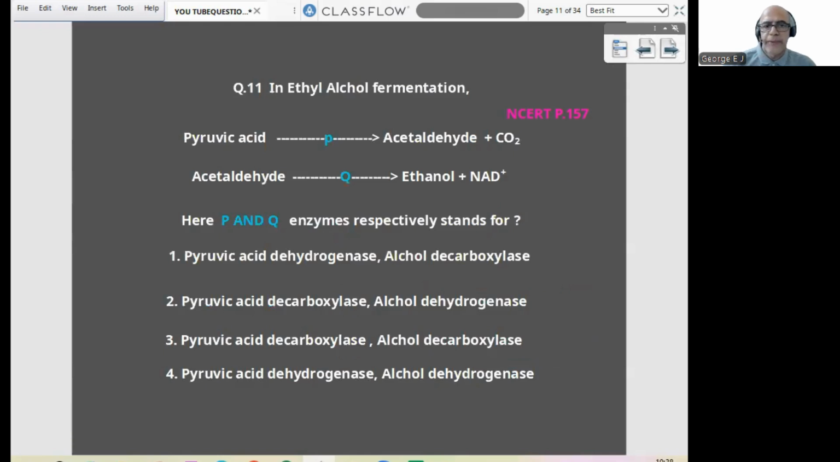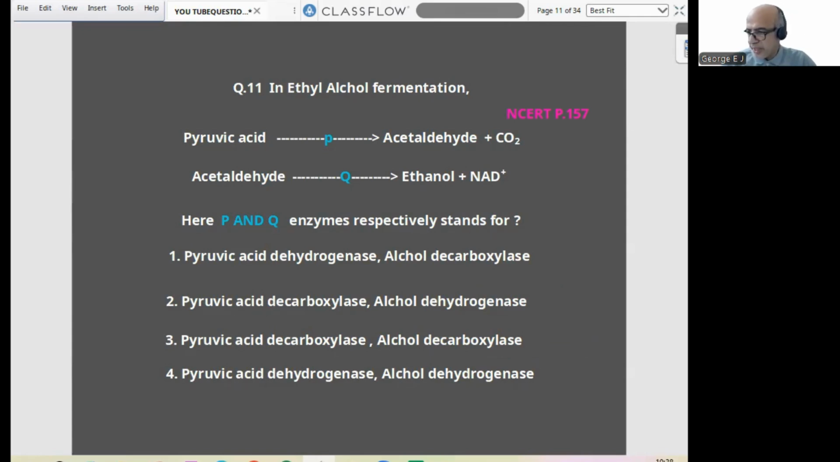Now, 11. In ethyl alcohol fermentation, after glycolysis, pyruvic acid will be formed. Pyruvic acid, first step, is converted to acetaldehyde plus carbon dioxide. So acetaldehyde becomes 2 carbon, pyruvic acid 3 carbon. Now acetaldehyde will be converted to ethanol where there is no decarboxylation. So your question is, here P and Q enzymes respectively stand for. P and Q is a famous question.